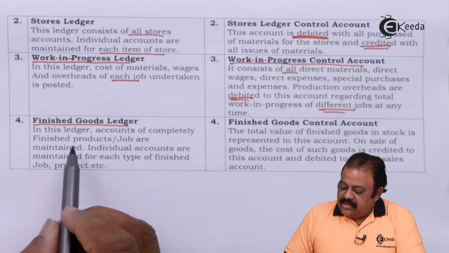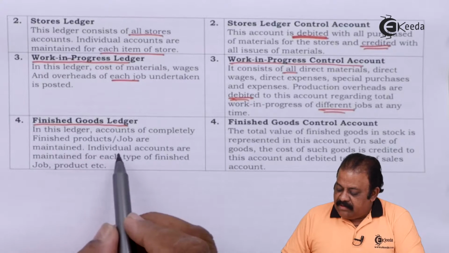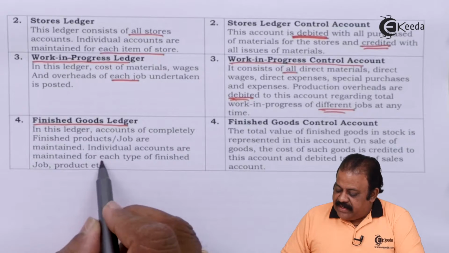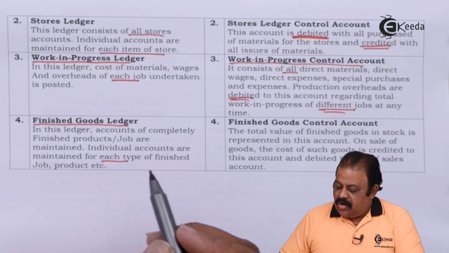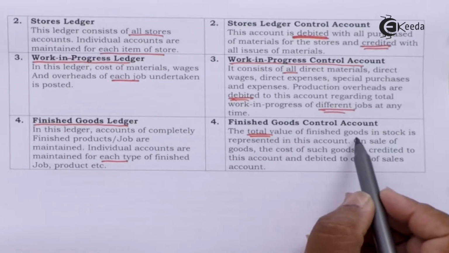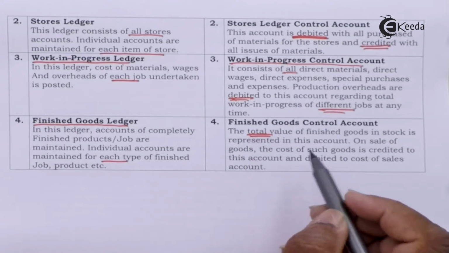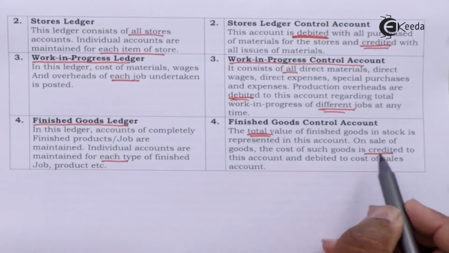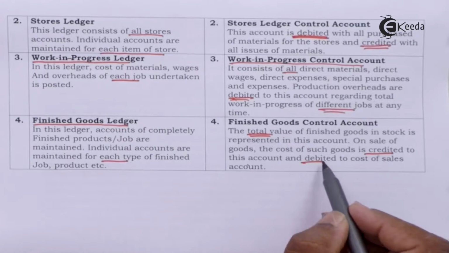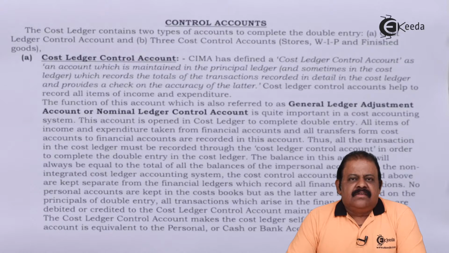Finished goods ledger. In this ledger, accounts of completely finished products and jobs are maintained. Individual accounts are maintained for each type of finished job or product. Finished goods control account. The total value of finished goods in stock is represented in this account. On sale of goods, the cost of such goods is credited to this account and debited to cost of sales account. Now let us discuss the unique concept of control accounts in the cost accounting system.